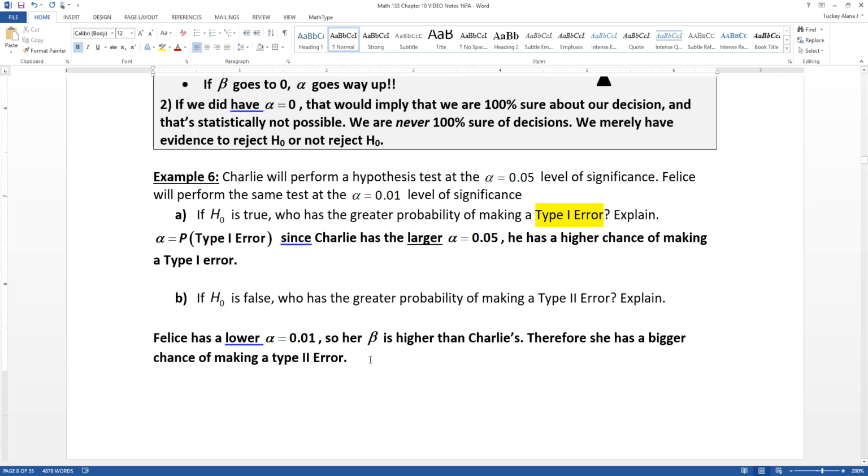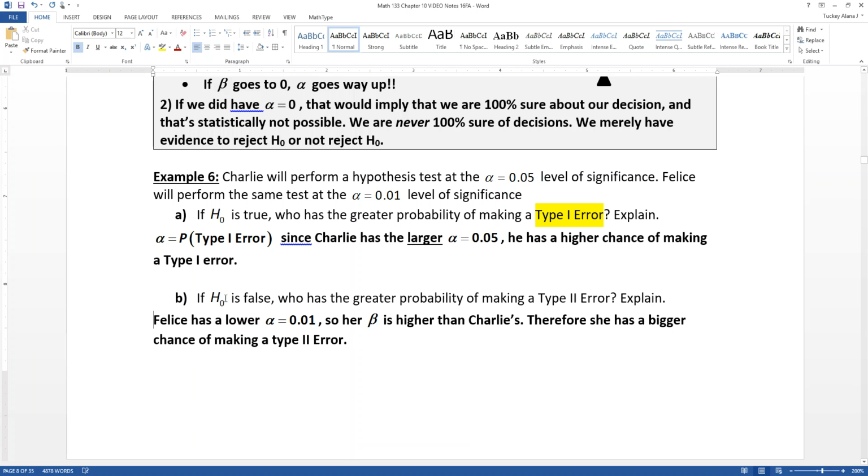It's that teeter-totter relationship. Charlie has a higher alpha, so a higher chance of making a type 1 error, but that means he has a lower chance of making a type 2. Felice has a lower chance of making a type 1, therefore she has a higher chance of making a type 2.